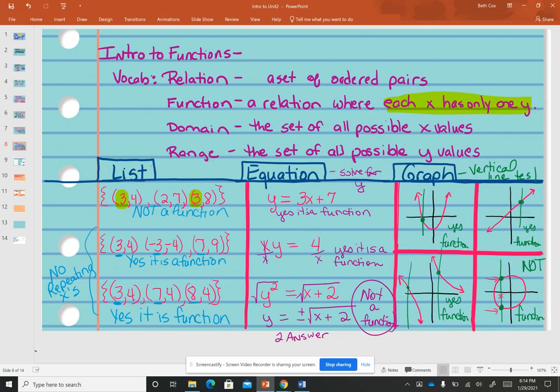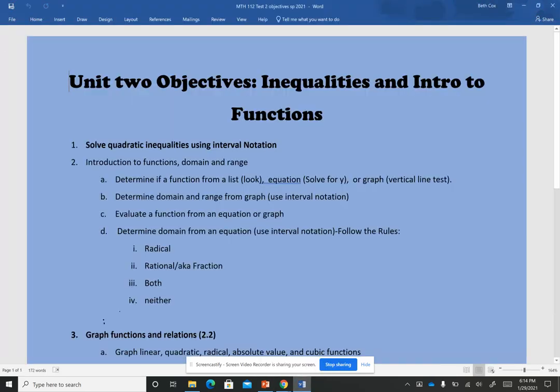Okay, let's keep moving. So that's your introduction on how to determine if a function from a list, an equation, or graph. We did the 2A.